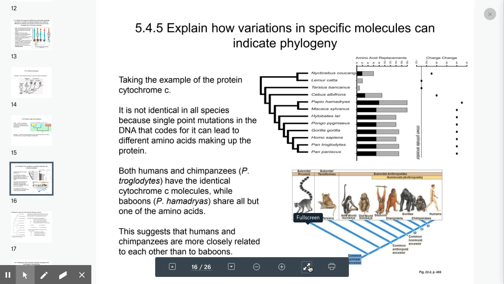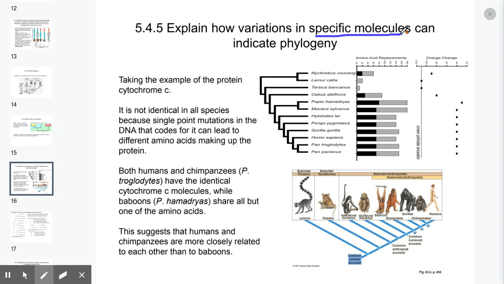We're going to look at 5.45, and also we're going to talk about how to make a cladogram. But let's just briefly talk first about how we can look at specific molecules and create a cladogram to show the evolutionary relationships of these different taxonomical groups. The example that they use quite often is cytochrome C as a way to divide organisms.